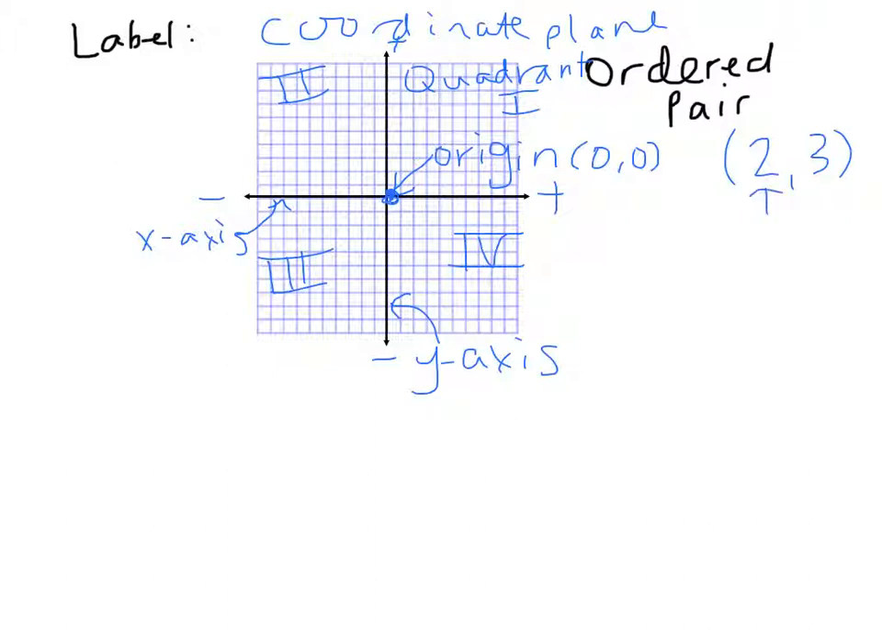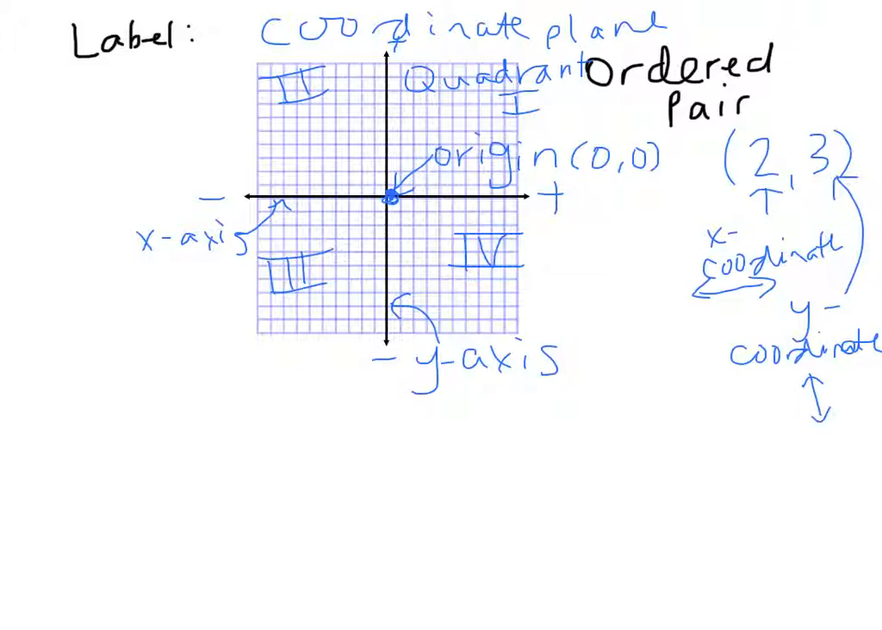Okay, when we talk about an ordered pair, if I have the ordered pair 2, 3, the 2 is what I call my x-coordinate, and the 3 is what I call my y-coordinate. The x-coordinate tells me how many places to go left or right, and the y-coordinate tells me how many places to go up or down. And then I find where those points meet, and I put the dot on that coordinate plane.